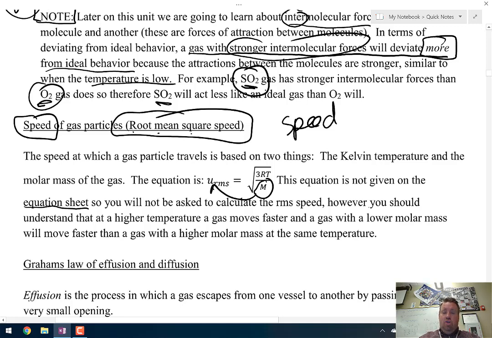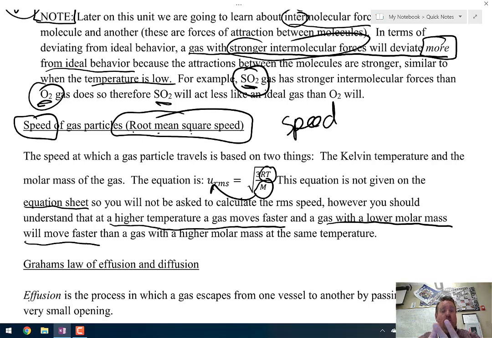So you should understand that at a higher temperature, a gas moves faster. Temperature's on the top. And a gas with a lower molar mass will move faster than a gas with a higher molar mass. So greater temperature, greater speed. Lower molar mass, greater speed. Lower temperature or greater molar mass, and the slower it goes.